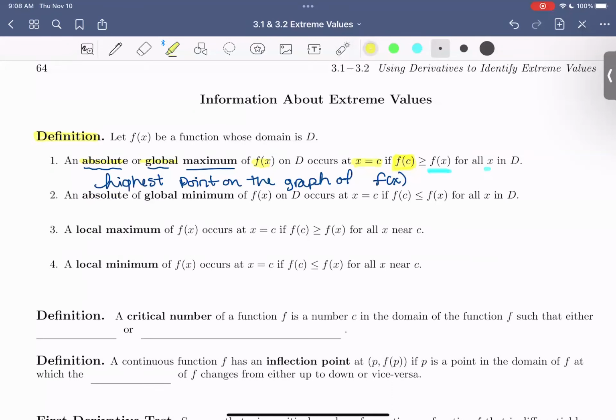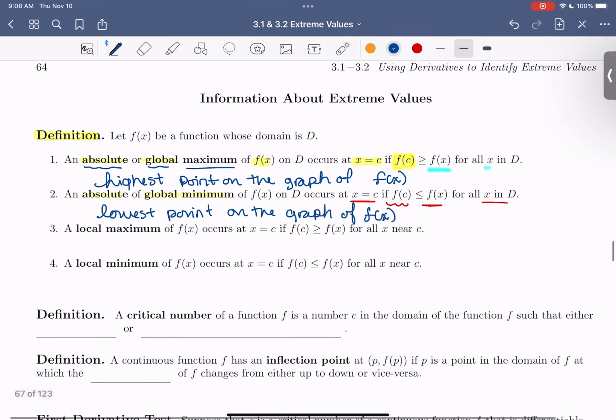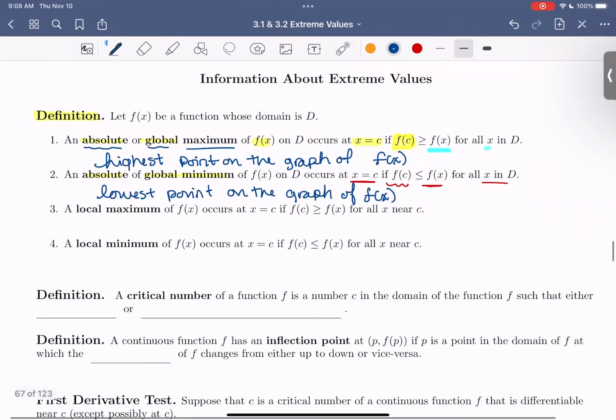Similarly, we have a notion of an absolute or global minimum of a function f on its domain. And it, as you might guess, occurs at a value, call it C, such that the output of our function at C is smaller than or equal to the output value for any value in our domain. So visually, this would be the lowest point on the graph of f of x. Awesome. Okay, so those are global or absolute maxes and minimums.